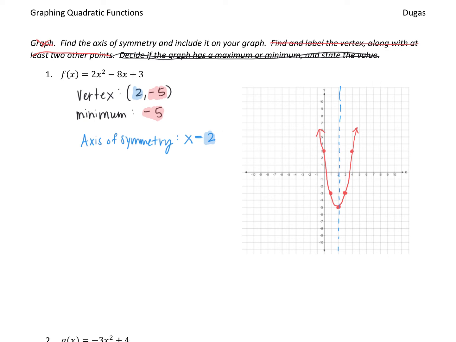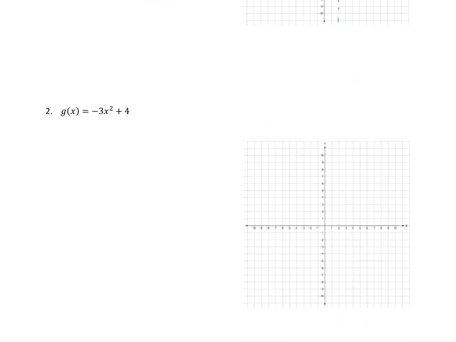So once you have the vertex, you also have the minimum or maximum value, because it's the y value of the vertex, and you also have the axis of symmetry, because the axis of symmetry is the equation x equals the x value of the vertex. So I've now finished. I've included everything I needed to for this one, so I'm done. Let's look at one more example.